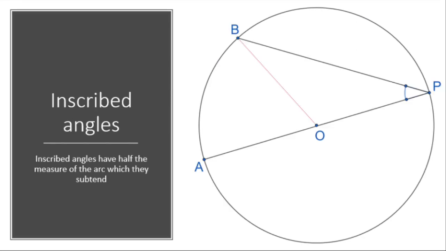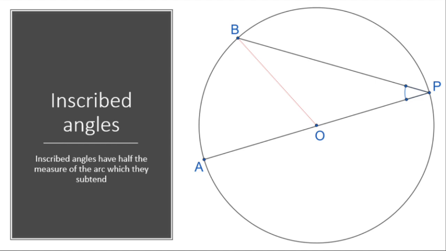Inscribed angles lie inside the circle, and they don't meet at the center. They meet at another point on the circle. So in this case, P lies on the circle O, and it forms an inscribed angle, angle BPA. We know that O is the center and AP is a diameter.